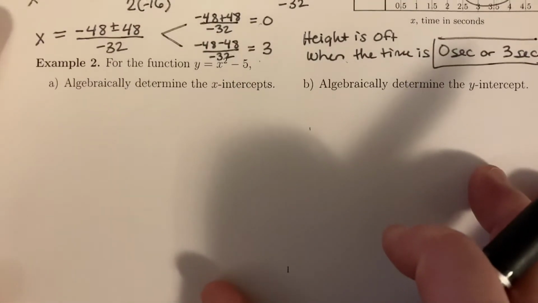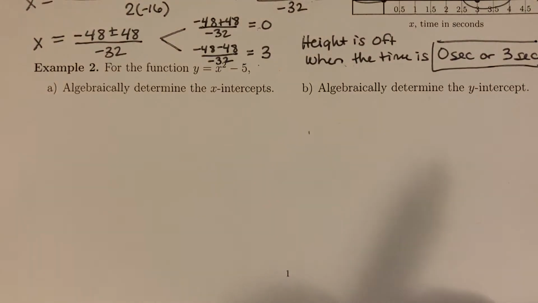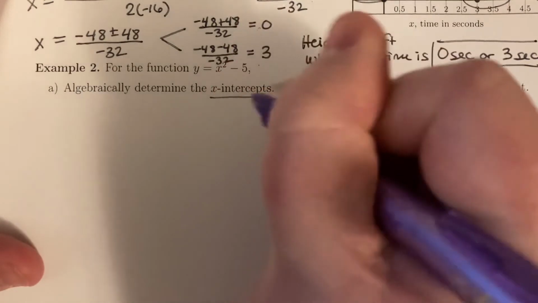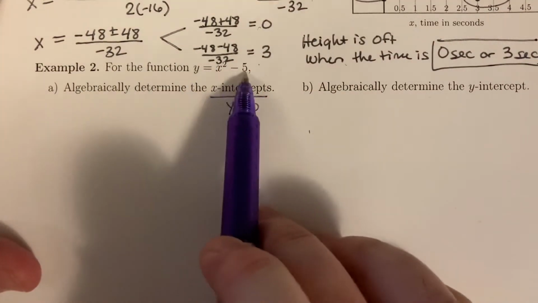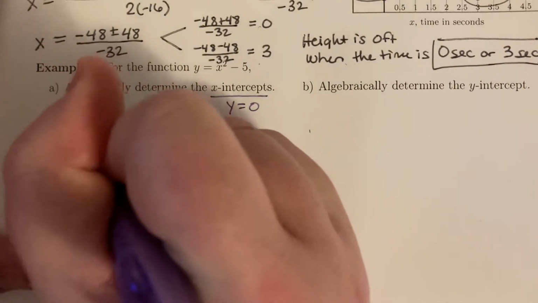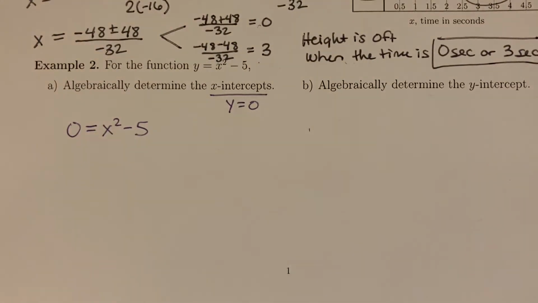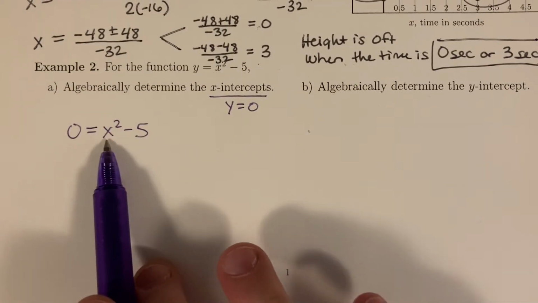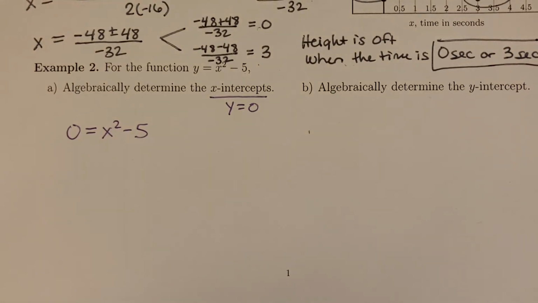But let's try a couple more, make sure we got this. Example 2 says algebraically determine the x-intercepts. So first thing to remember, x-intercepts means y equals 0. So we're looking at y equals x squared minus 5. So that's 0 equals x squared minus 5. Now this is also a quadratic formula. X squared is the highest power, but we don't have that x middle term. You could use the quadratic formula, but you would be doing a lot extra work.